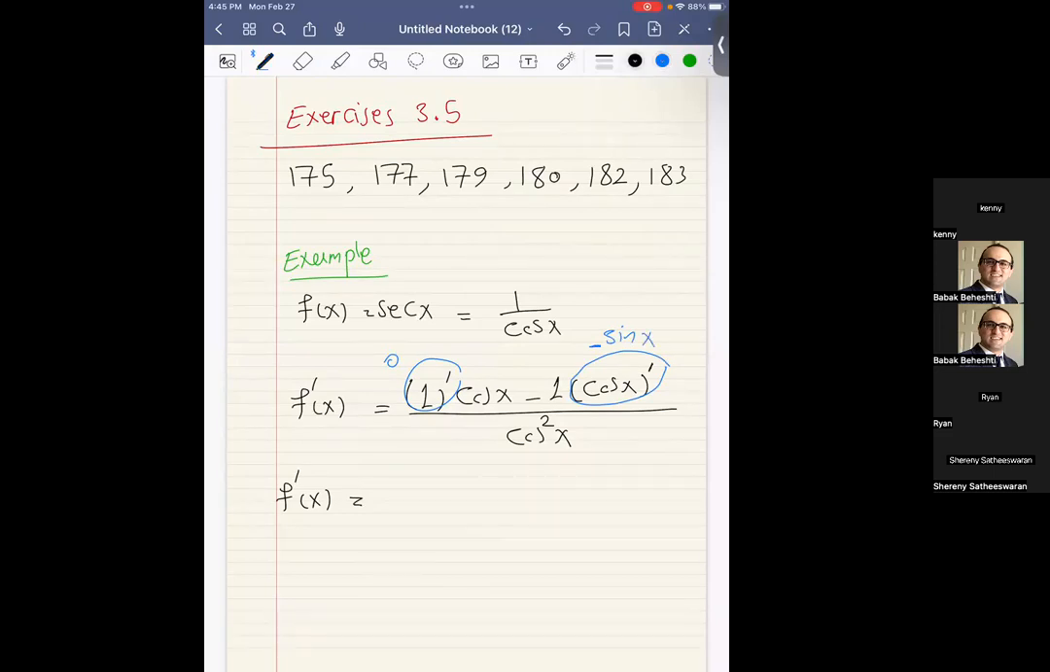So on the top, you have 0 times cos, which is 0. And then you have -1 times minus sine, which is sine, over cos squared. And this is equal to sine x over cos x times 1 over cos x, which is equal to tangent x times secant x. So the derivative of secant is secant times tangent.